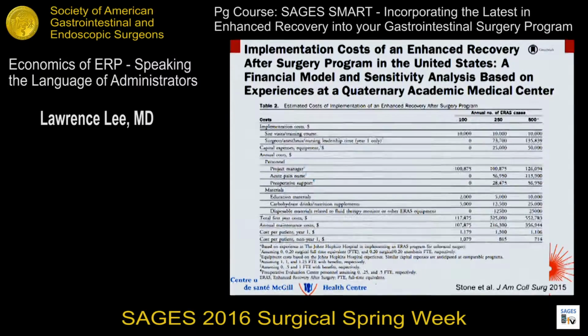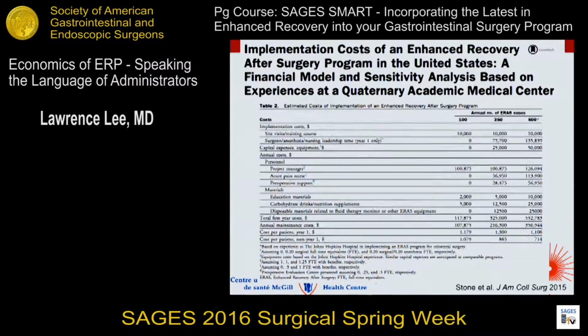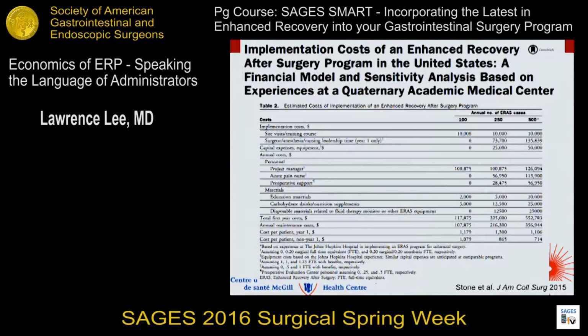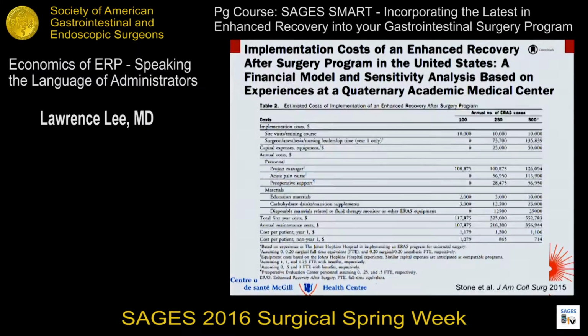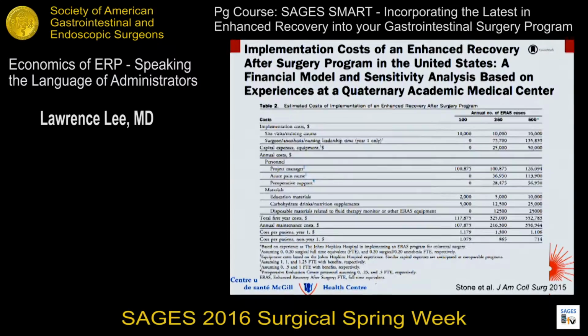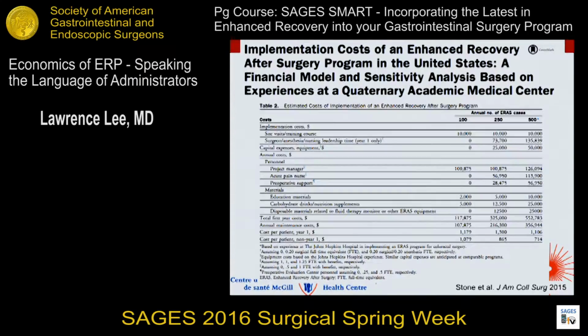Capital expenses, and this is based on fluid management, the Dopplers for fluid management, buying new epidural machines, things like that. We see, again, the project manager, which is very important, which is consistent no matter how many enhanced recovery cases you plan on using. They require the services of an additional acute pain nurse and additional preoperative support. And again, this will depend a little bit at your own institution. And other things that are variable costs, such as education materials, carbohydrate drinks, and other disposables.